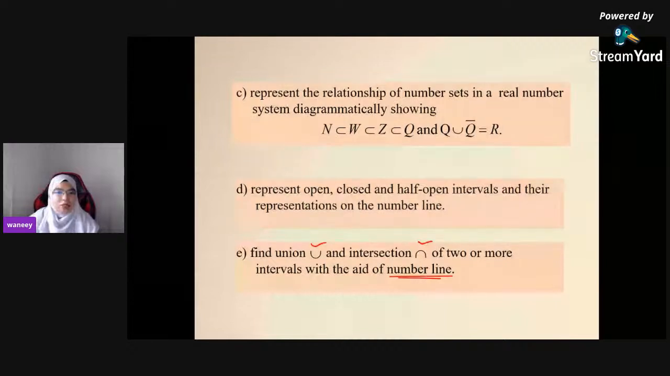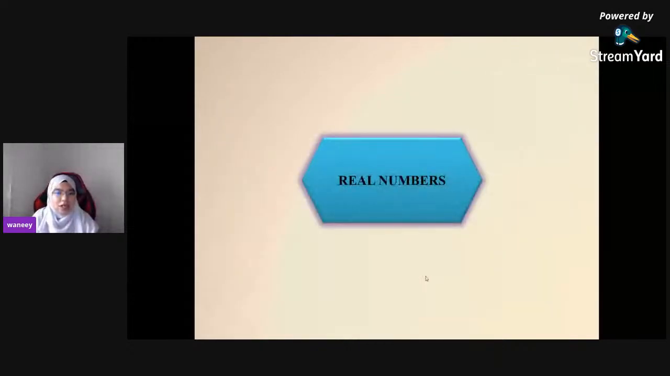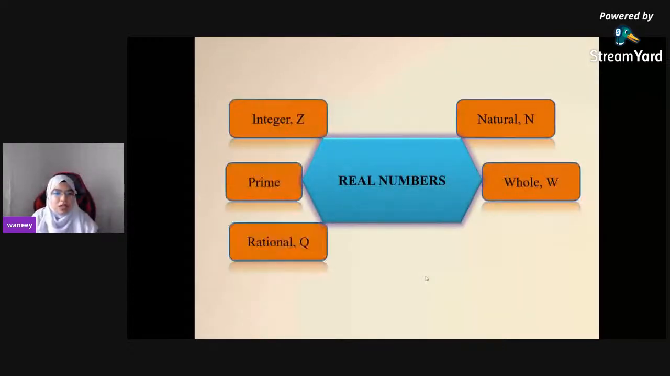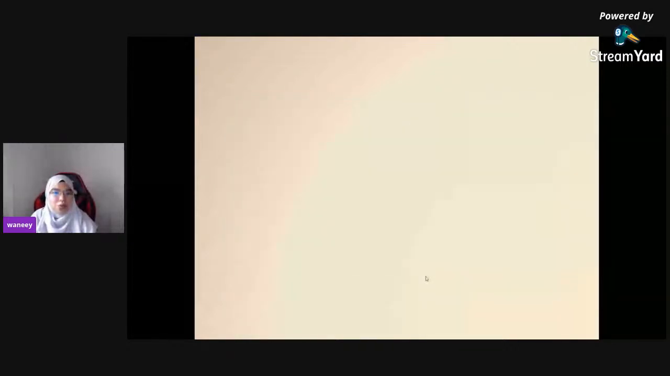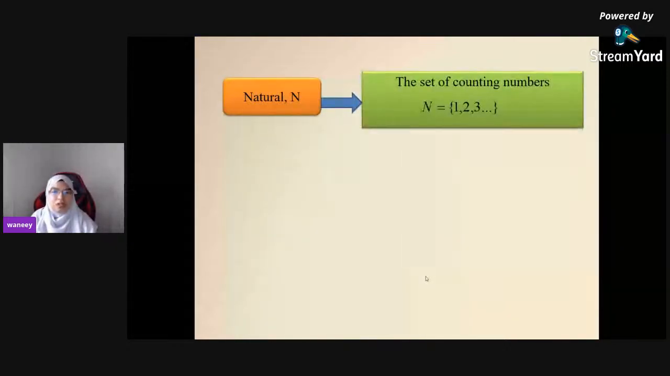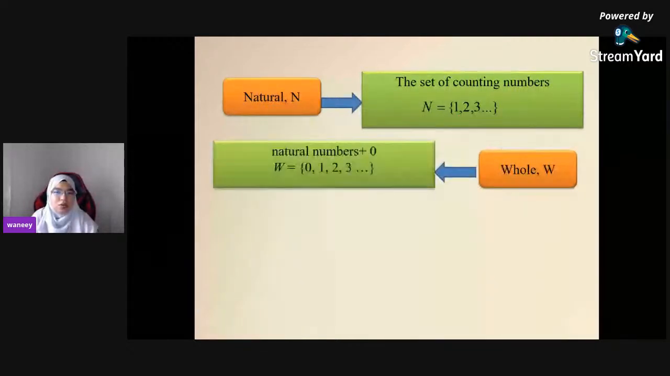Okay, so let us proceed with the next one. Okay, so real number, those are all real numbers. So let me proceed straight away with the definition. So natural number, so this is actually the counting number. So this is n equal to 1, 2, 3. So if you add 0 to this natural number, that is actually called the whole number. So these are the natural number plus with 0.